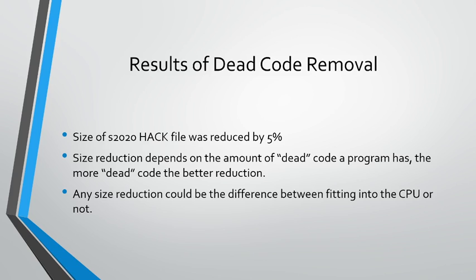As a result, the size of the S2020 hack file was reduced by 5%. Other files I tested with had much better reduction. That's because the size of reduction depends on the amount of dead code a program actually has. So the more dead code, the better. Some of the test files I used weren't using any of the OS systems and therefore were reduced by 15, 10%. Really good numbers. However, even if it is just 5%, any reduction could be the difference between fitting in the CPU or not fitting in the CPU.